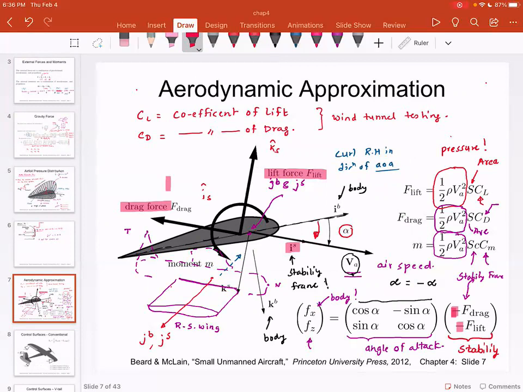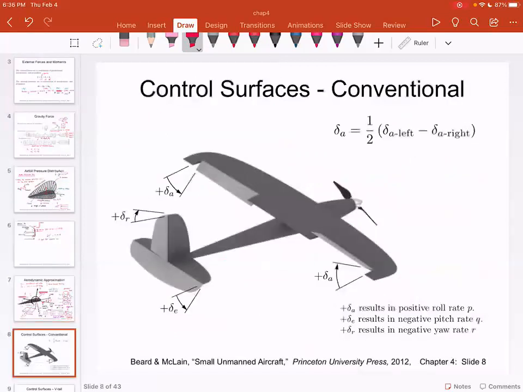Okay, next thing is, all these forces are great, but how do we control an airplane? Now, here is a very simple conventional idea. If you look at an airplane, I'm going to show you the front view of the plane. Here is the very simple concept. This is the front view of the plane.